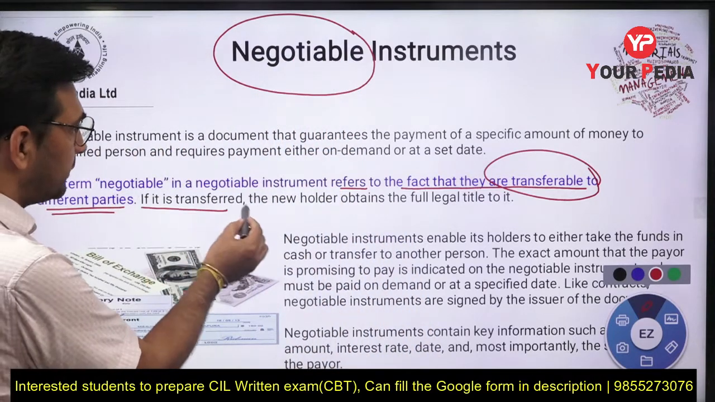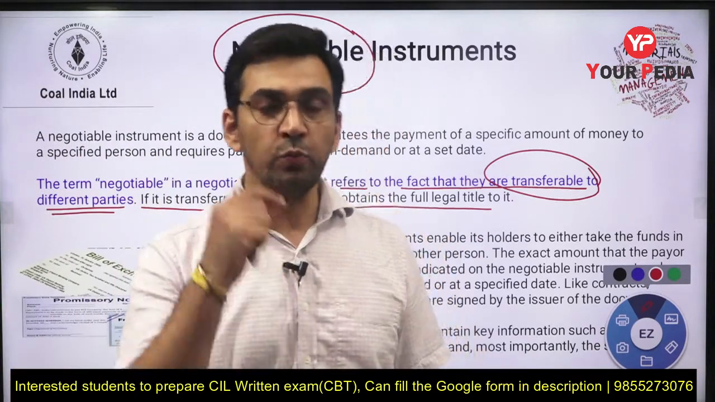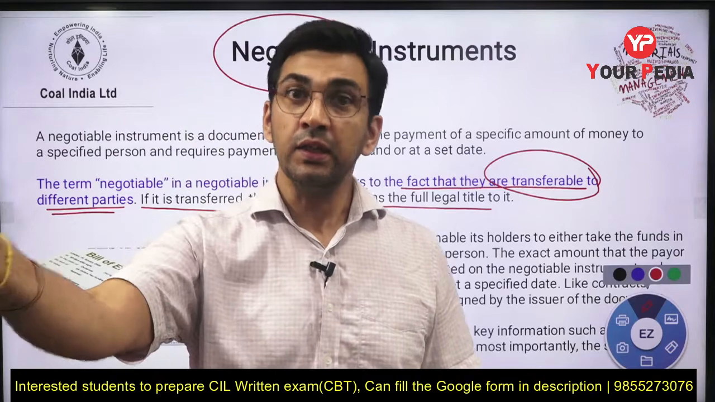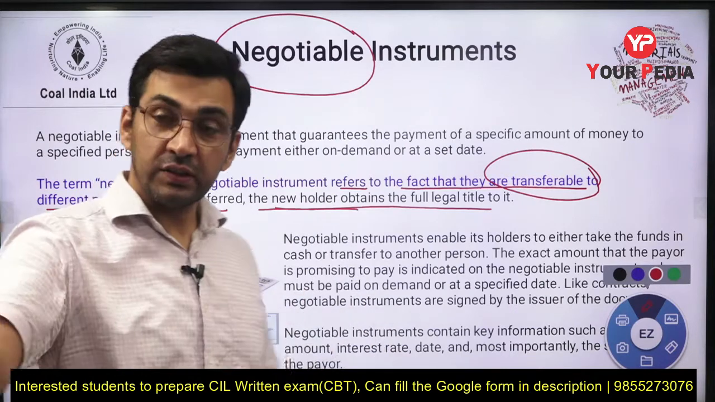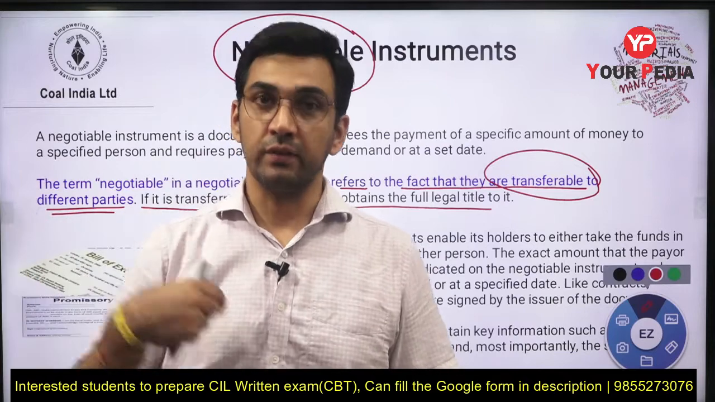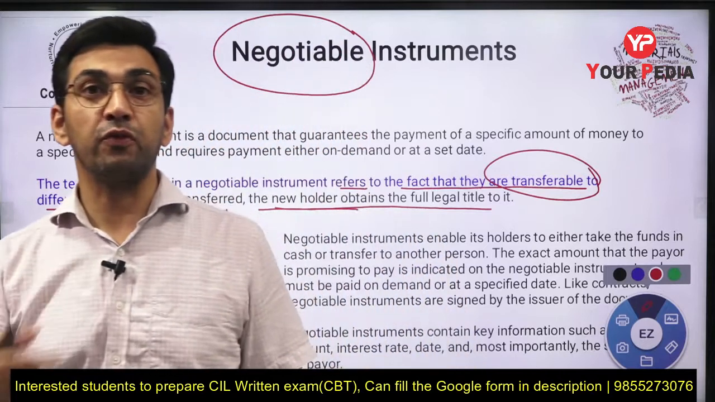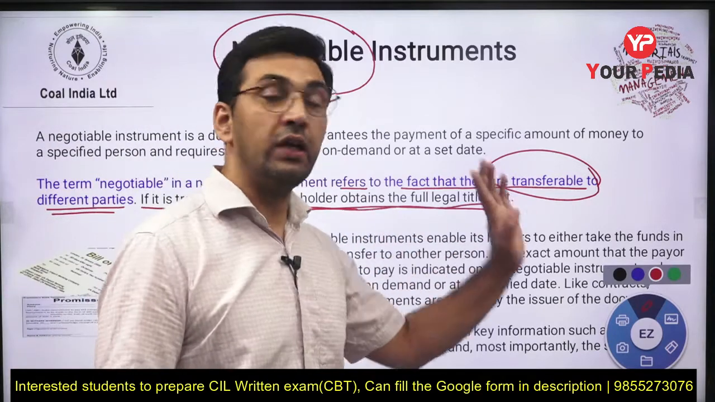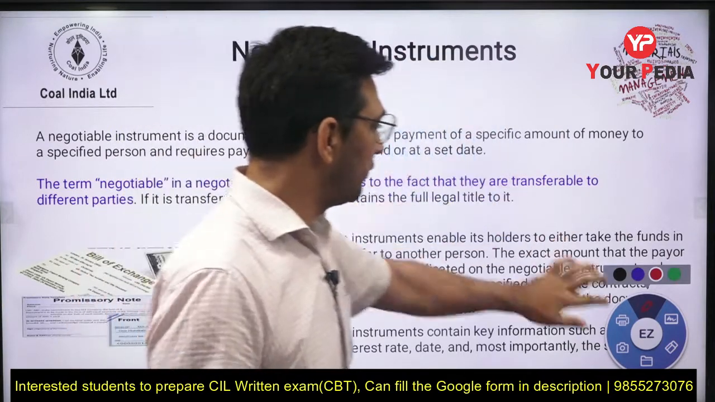So if it is transferred, the new holder obtains the full legal title to it. For example, I had to make the payment to you, but since you asked me to make the payment to a third party, some other person, that person becomes the new holder. That means the third person now asks me directly, not you. Okay, he can ask you, but first he will come to me. So that third person has now got the legal right to ask for the payment from me directly. That is the meaning of it, right? So the new holder obtains the full legal title to it. So I think you understood the meaning of negotiable instrument.